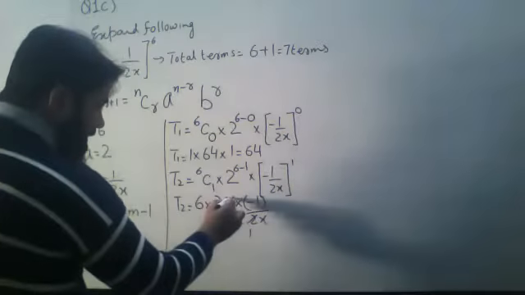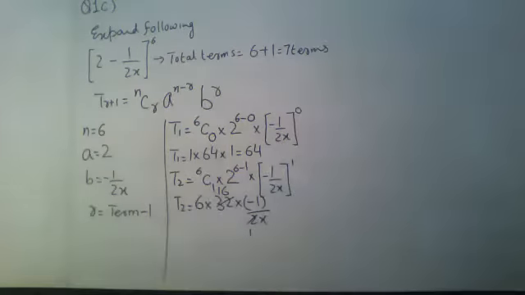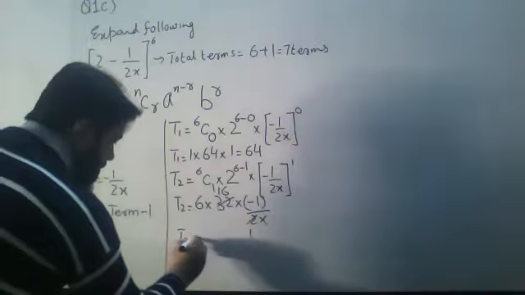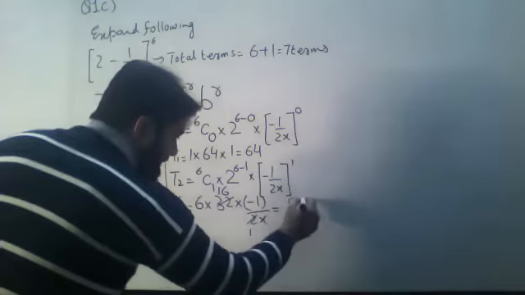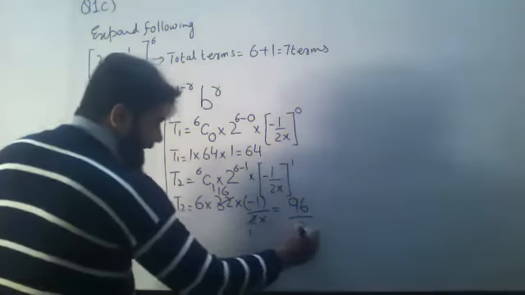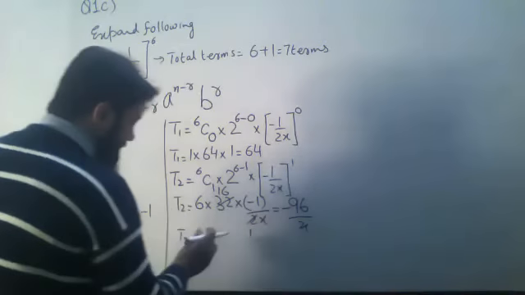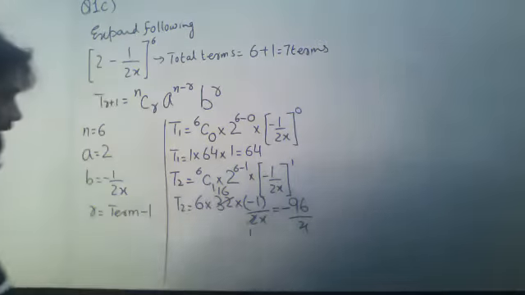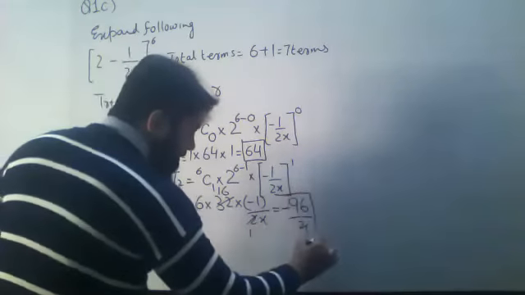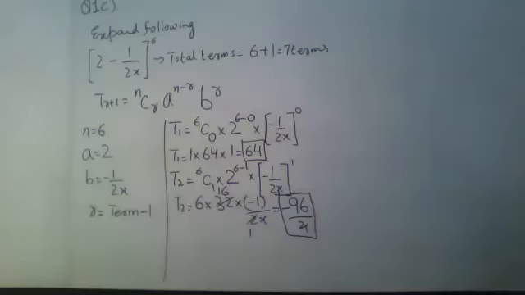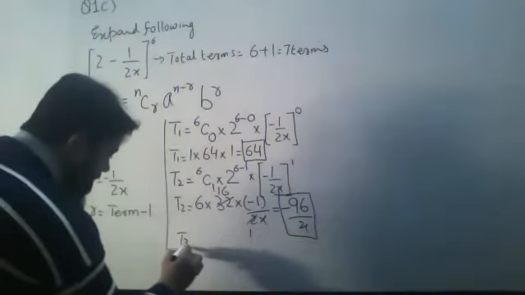Now, 2 ones are 2 and 2 into 16. I have started the simplification now. So, T2 equals 6 into 16, the answer will be 96 over x, and the minus sign is there, so the minus sign will be written over here. Okay, this is my first term and this is my second term. Right? Now going for my third term, T3.